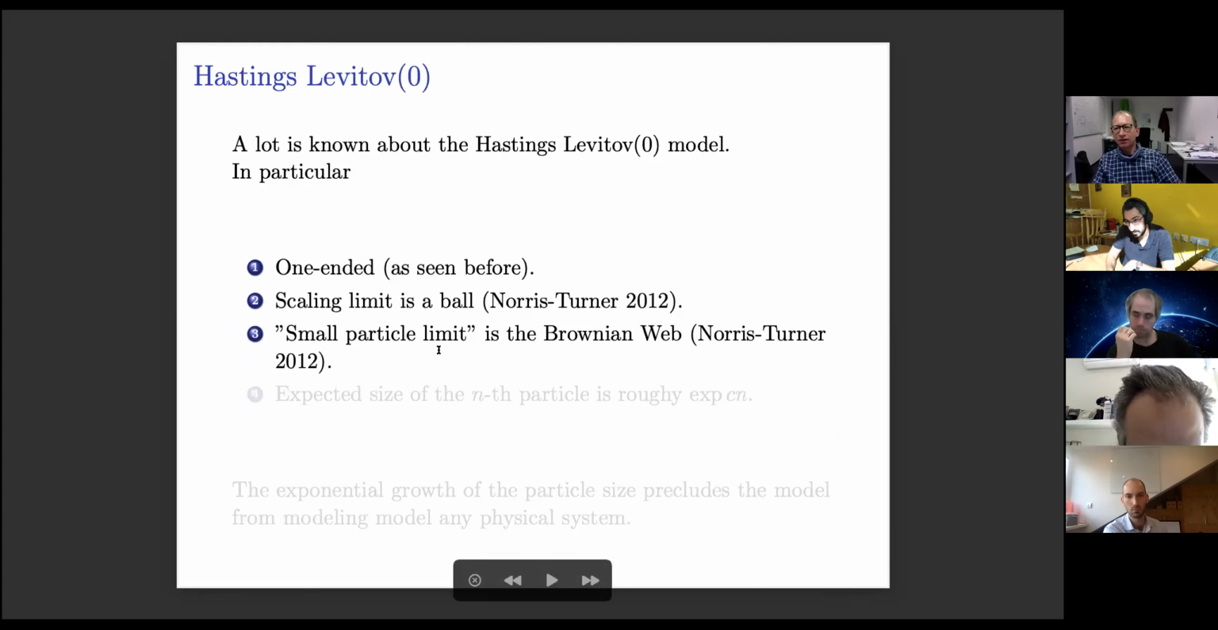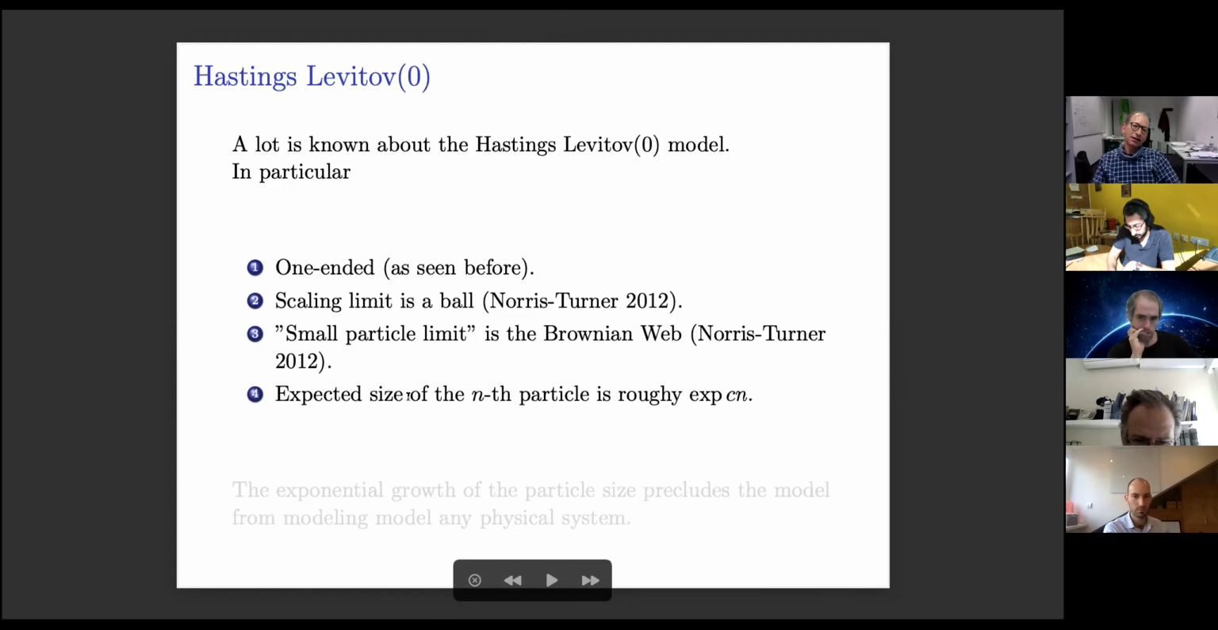As I understand it, that's something of a disappointment, right? Because that means that it doesn't represent what you hoped it would represent. True. Then you can prove a small particle limit, which is the Brownian web. That's again the same paper of Norris and Turner. And it can also prove that the expected size of the nth particle grows exponentially in n. So the scaling limit as a ball was mentioned that it should be a disappointment. The fact that the expected size of the nth particle grows exponentially in n is an even larger disappointment.